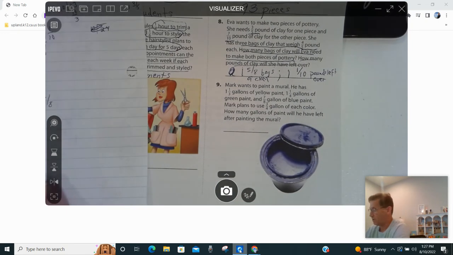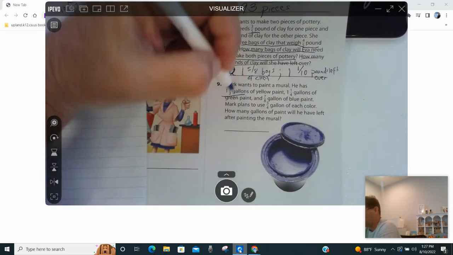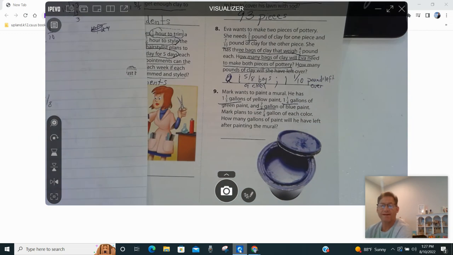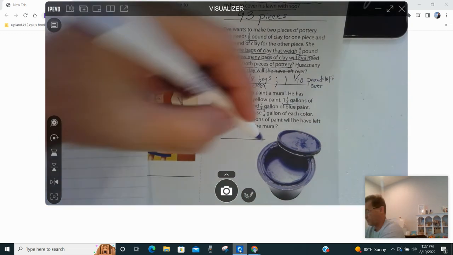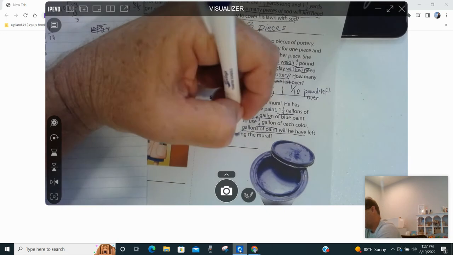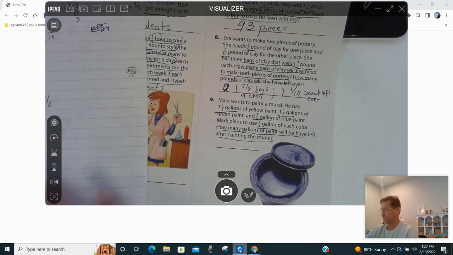And number 9, Mark wants to paint a mural. He has 1 1/3 gallons of yellow paint, 1 1/4 gallons of green paint, 7/8 gallons of blue paint. He plans to use 3/4 gallon of each color. How many gallons of paint will he have left after painting the mural?